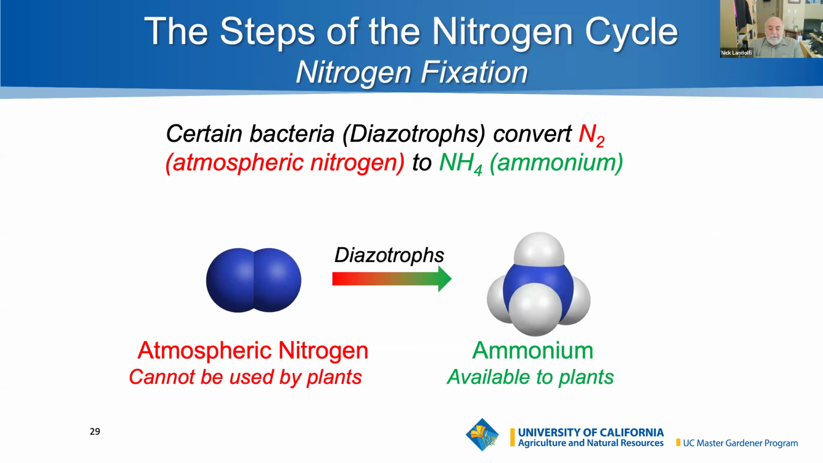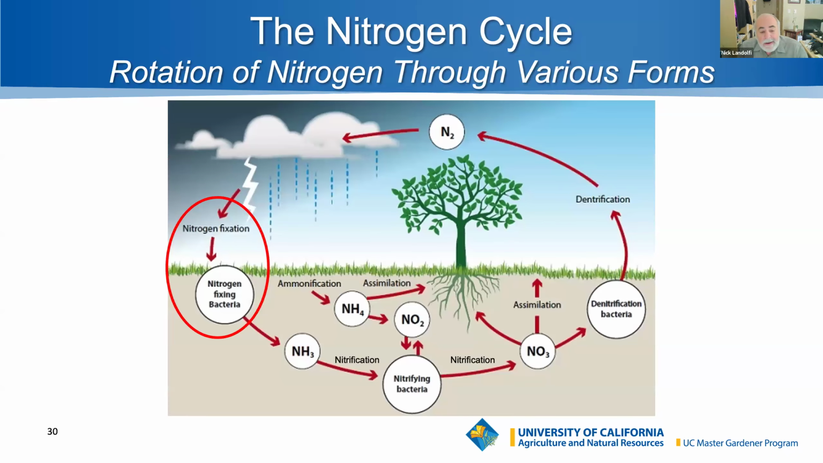A major step of the nitrogen cycle is nitrogen fixation. This process is shown here. Certain bacteria referred to as diazotrophs convert atmospheric nitrogen to ammonium. Recall that atmospheric nitrogen is not accessible to plants. However, the nitrogen in ammonium can be utilized by plants. Nitrogen fixation is the primary way atmospheric nitrogen enters the nitrogen cycle and enters the soil in a form that plants can use. You may have noticed this lightning bolt in the upper left of this figure.